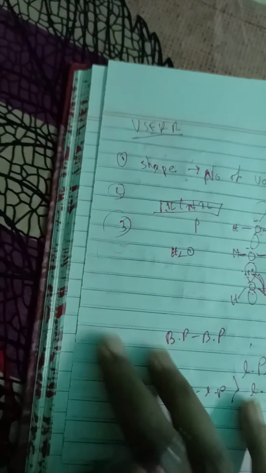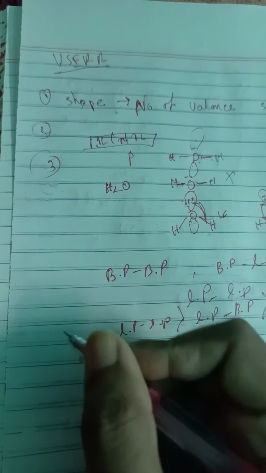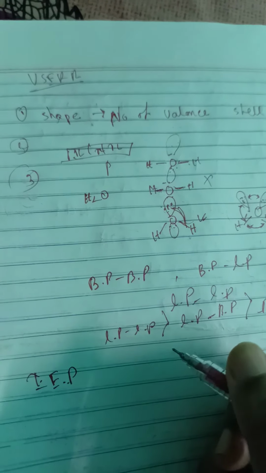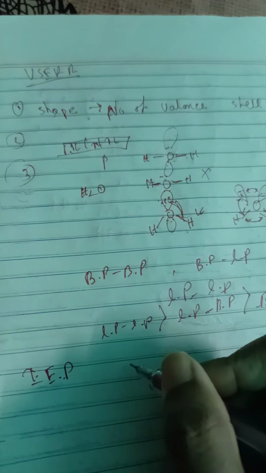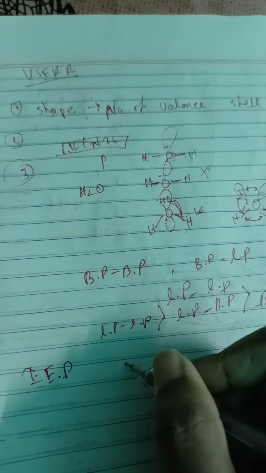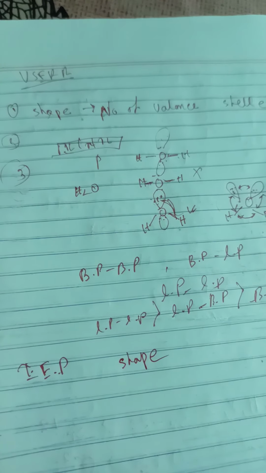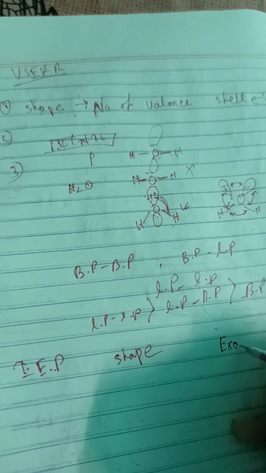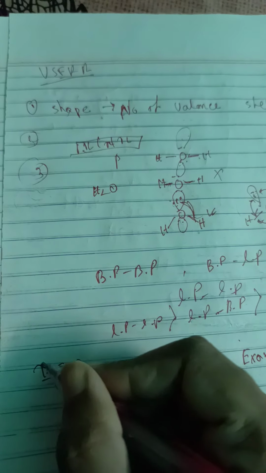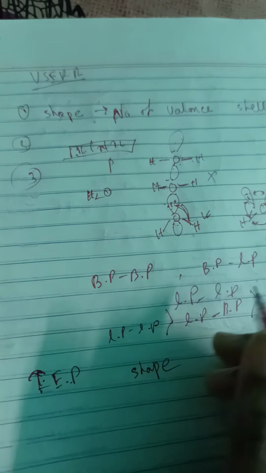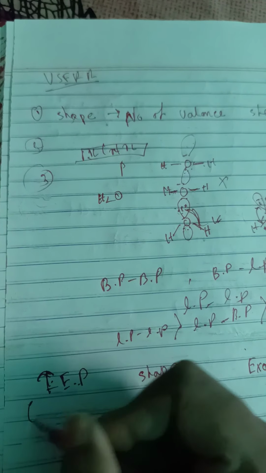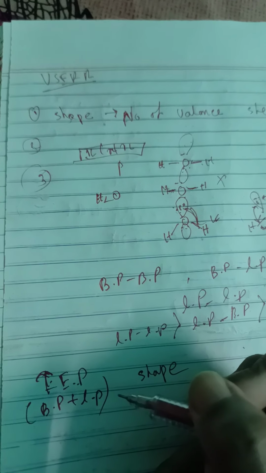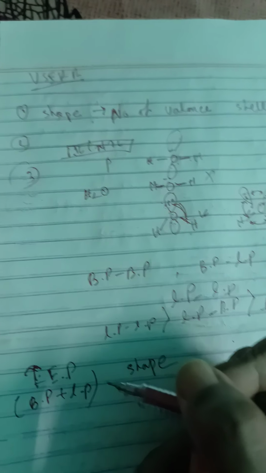Okay, so the number of electron pairs. I am writing here total electron pair in short, and I am writing here the shape, and some examples. Total electron pair means total valence shell electron pairs. It includes bond pairs also, lone pairs also, meaning total. Suppose I am considering in my molecule everything is there.